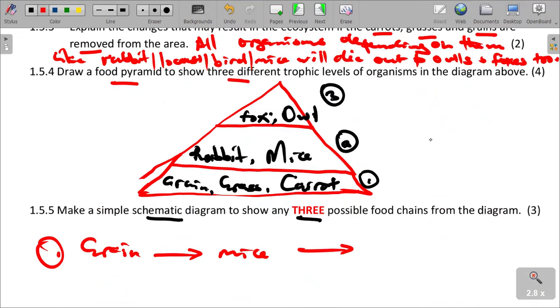I can also take the grass. I have the mice, the rabbit, I have the fox. I can also take the carrot.